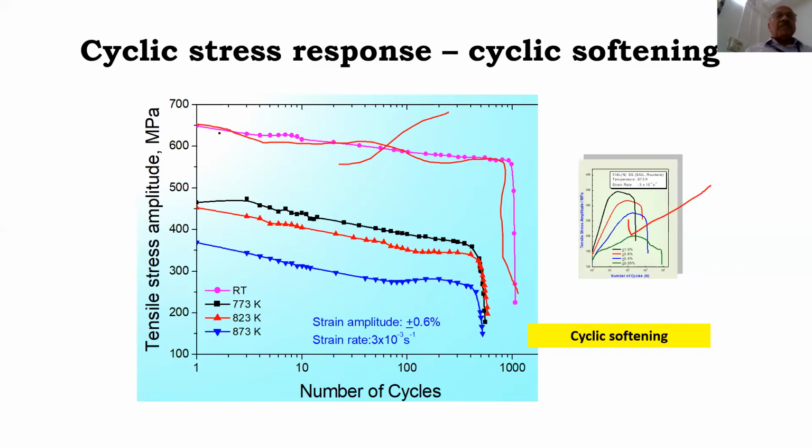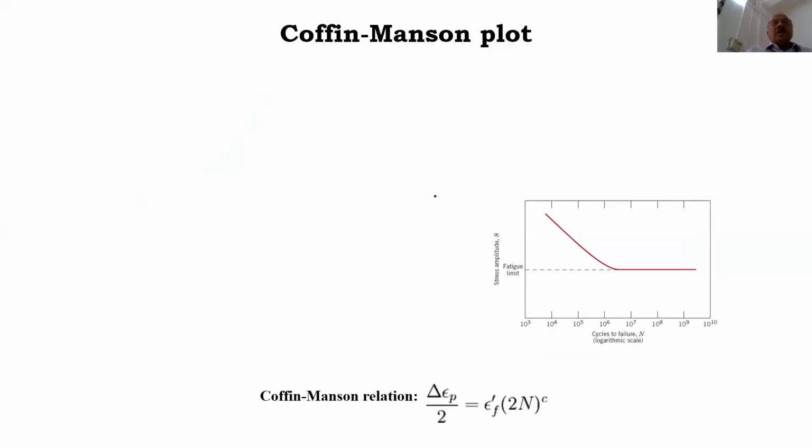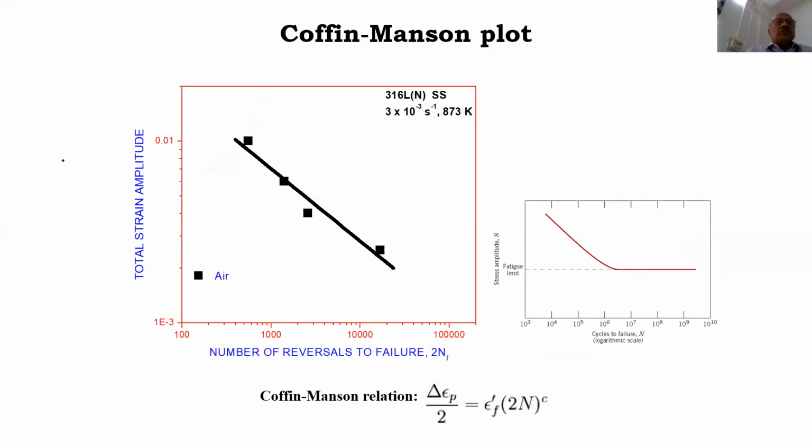And cyclic softening happens because the material is initially in a very hard state, very work hardened, with a lot of dislocations. As you start the cyclic loading, the dislocations get rearranged, and as a result the resistance to deformation comes down. Whereas in the other case, work hardening is happening. Normally in a fatigue test, you do a number of tests for different strain amplitudes and make a plot of strain amplitude versus cycles to failure. On a log-log plot, this will be a linear curve, and it is normally called the Coffin-Manson plot.